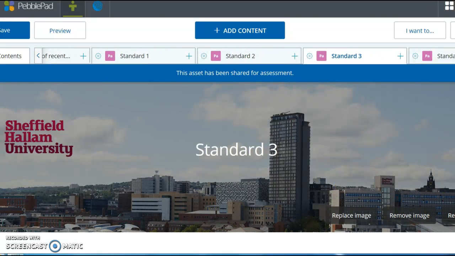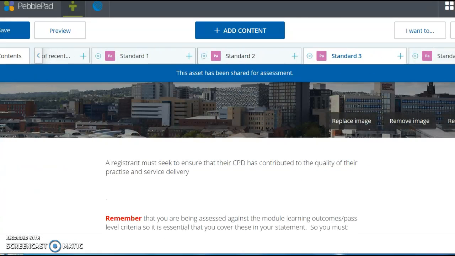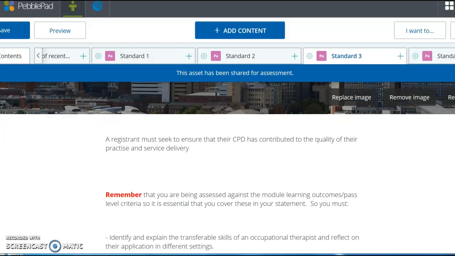And standard 3. Registrant must seek to ensure their CPD has contributed to quality of practice and service delivery. So for this one, you might want to think about the manual handling training that you've attended. It might be a session that you've attended that's then made you reflect and think about your practice and how you are as an occupational therapist.